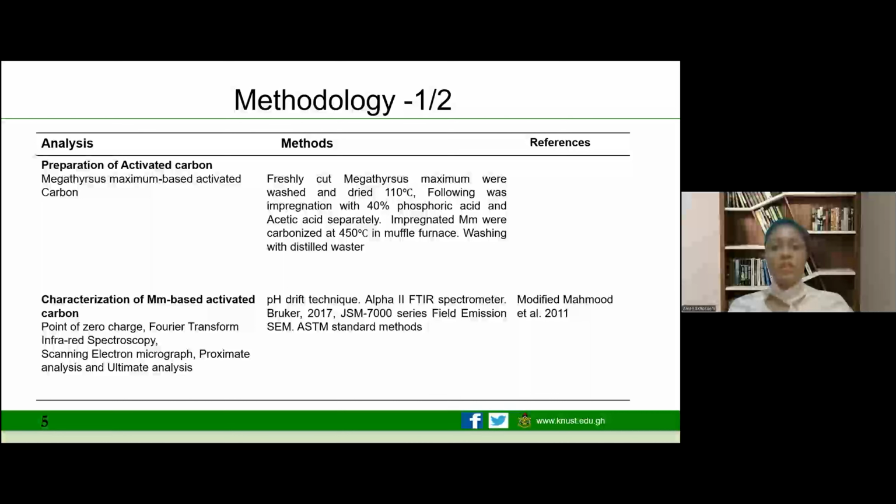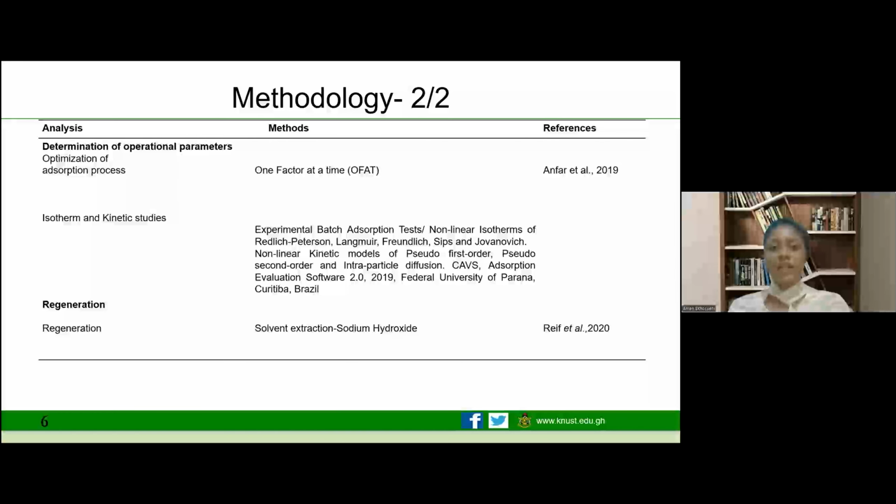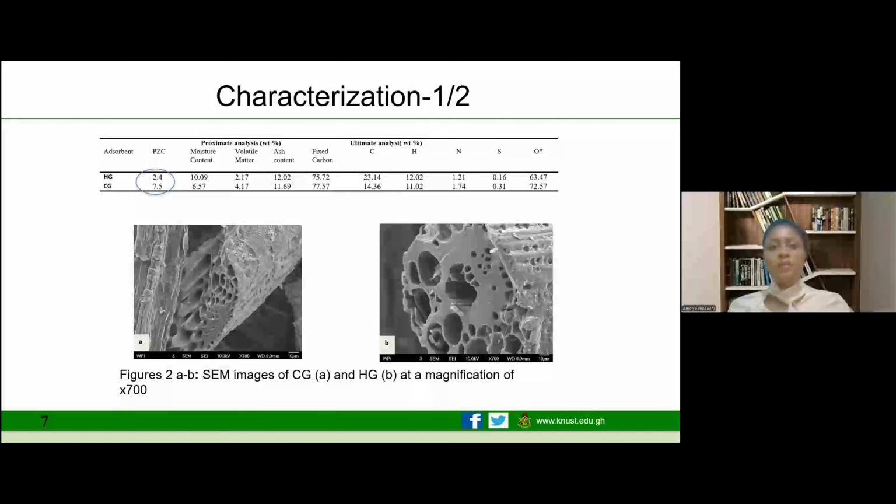So for the time I have, I'll go through the slides. If we have questions, we'll ask. So these are the methods. For the optimization, we used the one factor at a time approach, although we also looked at the response surface methodology, but it's not captured in this talk. The proximate and ultimate analysis revealed activated carbon typical of that produced from lignocellulose material.